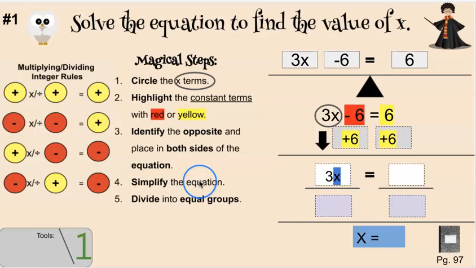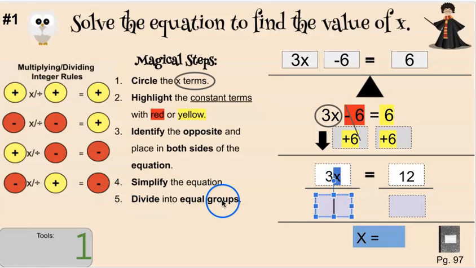Step 4 is simplify the equation. So we see that negative 6 and positive 6, that makes 0 pairs. We come over here and we show that 0 pairs. Your 3x is already down. Now we're going to go to the other side of the equation. 6 plus 6, that's going to give us 12. As I said before, when we worked with algebra tiles, we already know we're going to have 3 equal groups to find out what 1x is worth.